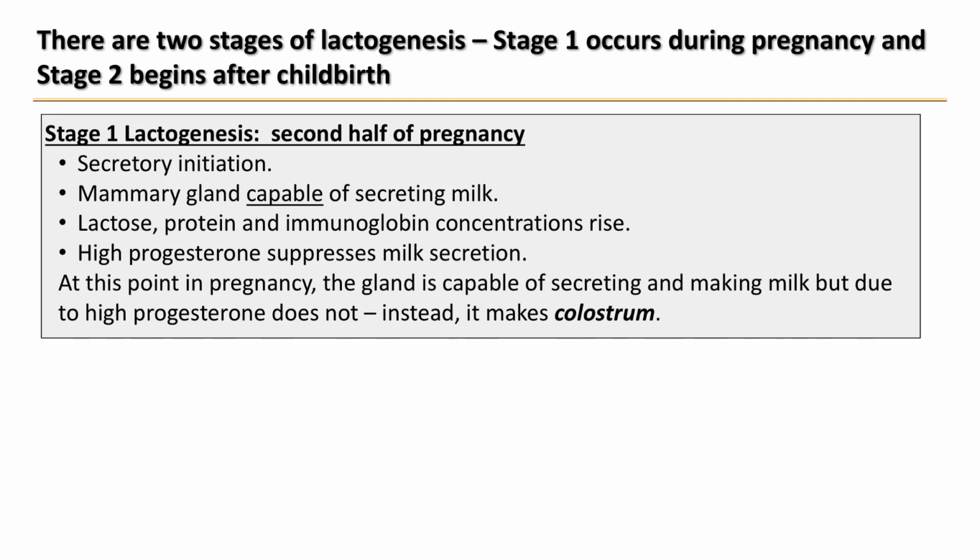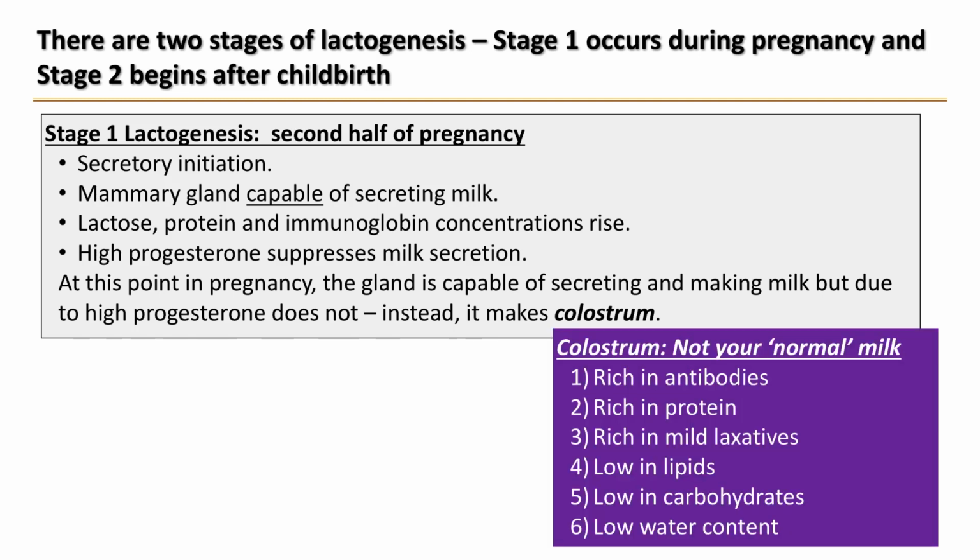Stage 1 lactogenesis is the second half of pregnancy. So we have initiation of the secretory components. The mammary gland at this point in time is capable of secreting milk, but the high progesterone levels suppress milk production and secretion. At this point in pregnancy, note that the gland is not secreting true milk, but instead it is making colostrum. So what is colostrum? Well, it's not your normal milk.